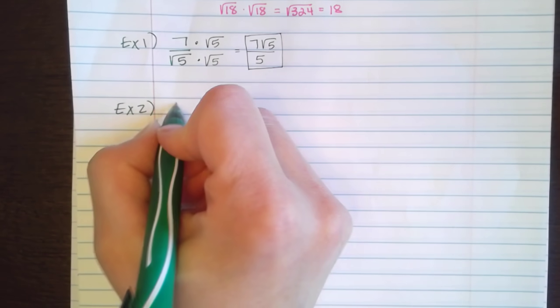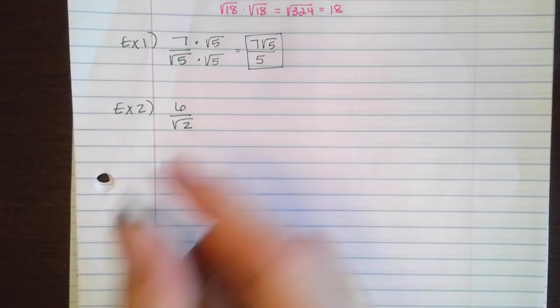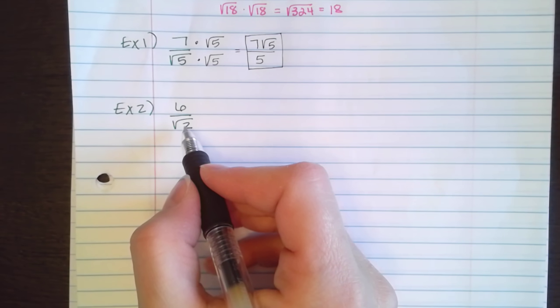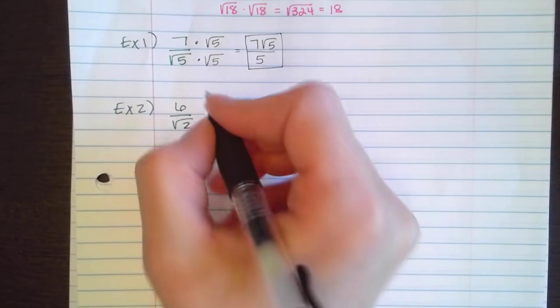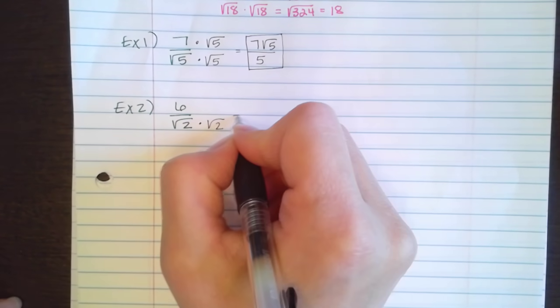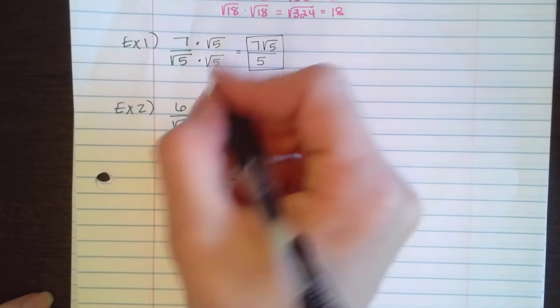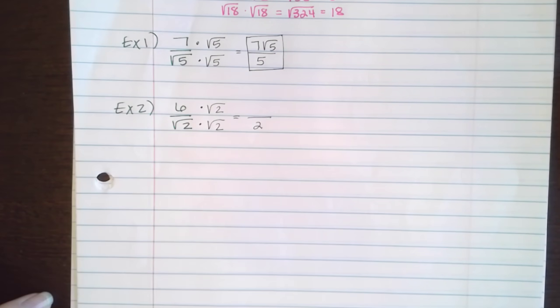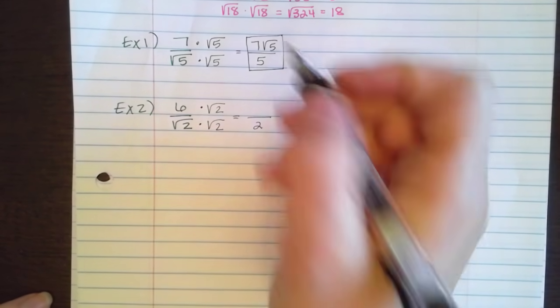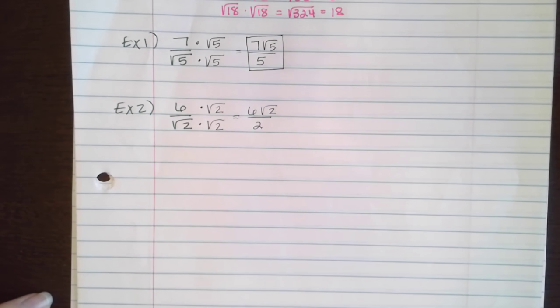Example 2 is 6 divided by the square root of 2. So let's look at this problem. When you see a square root in the denominator, you want to multiply by that square root again, because that's going to give you a rational denominator. But whatever you do to the bottom, you have to do to the top. You can't leave him out. What is 6 multiplied by the square root of 2? Well, it's just 6 multiplied by the square root of 2. You can't simplify that at all.